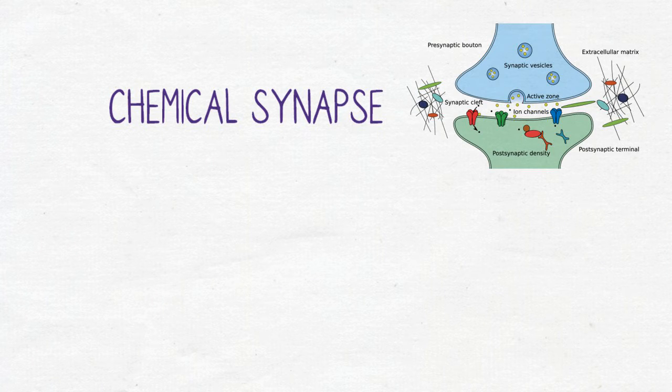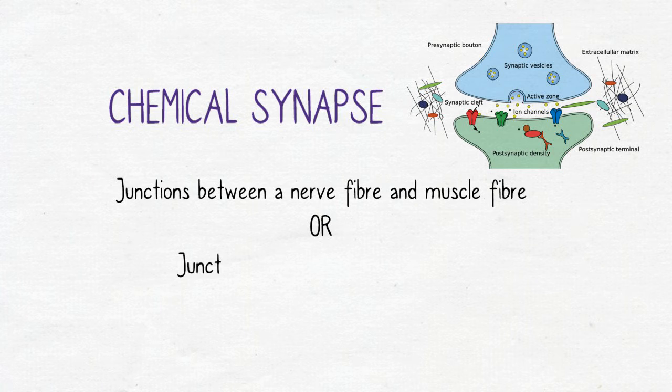Another kind of communicating junction is the chemical synapse. These are junctions between nerve fibers and the muscle fibers, or they can be between two nerve fibers. And through these channels, signals are transmitted by release of chemical transmitters.